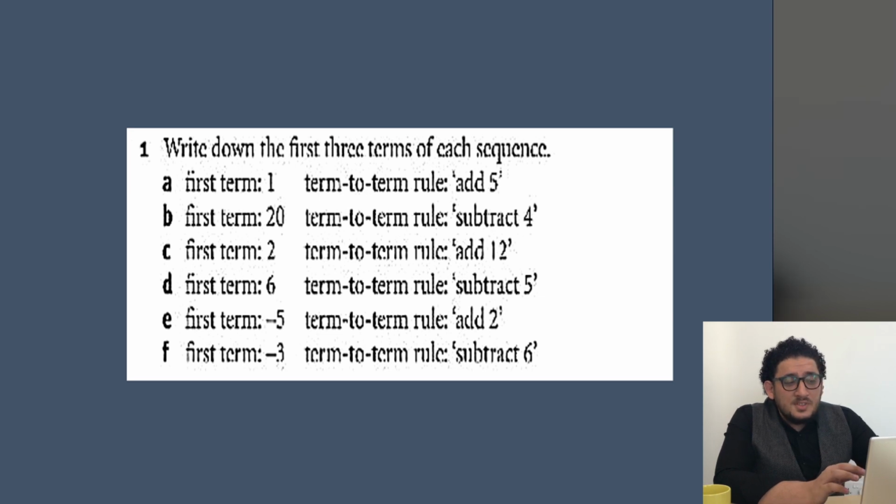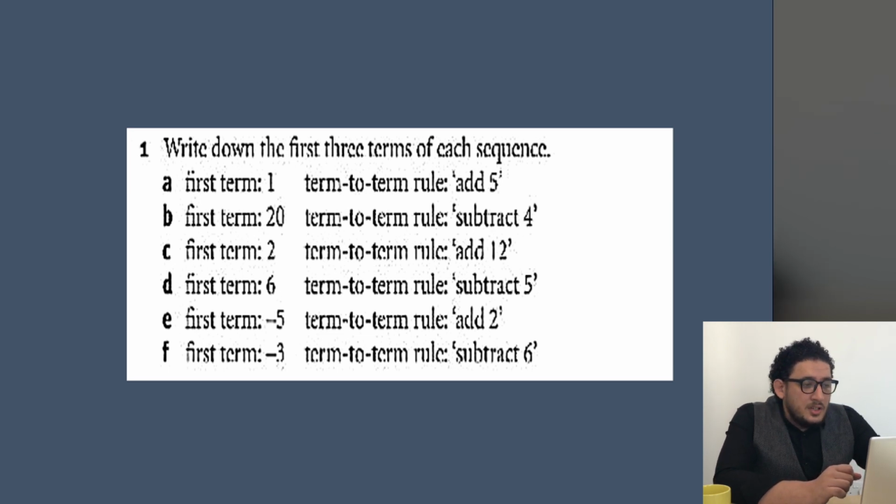Letter E. The first term is -5, and the term-to-term rule is adding 2. So we will say that the first term is already written, and it's -5. The second term will be -5 plus 2, which equals -3. The third term will be -3 plus 2, which equals -1. So we can say here the first three terms of this sequence are -5, -3, and -1.